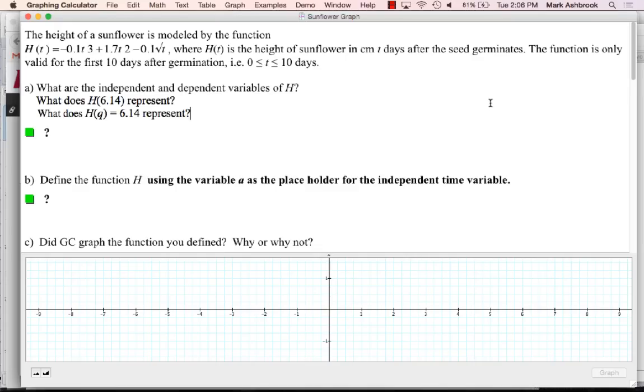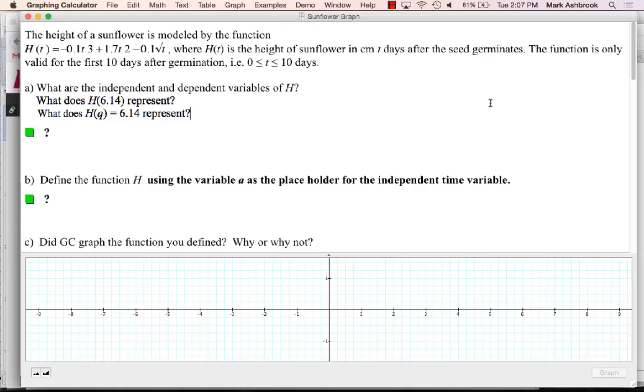Okay, so we're working on the sunflower. The height of a sunflower is modeled by the function h of t, where h of t is the height of the sunflower in centimeters, t days after the seed germinates. The function is only valid for the first 10 days after germination, so the realistic domain here is from 0 to 10.